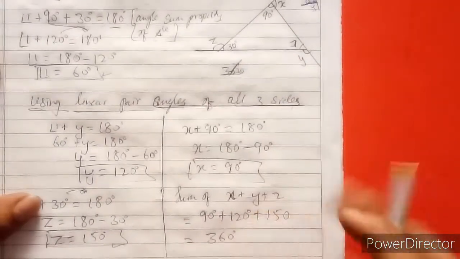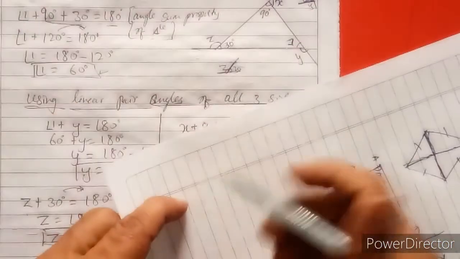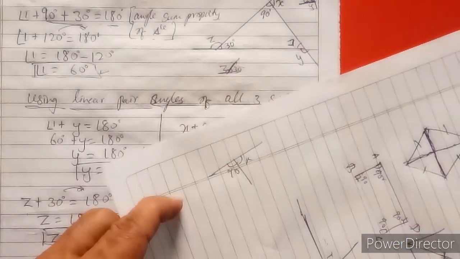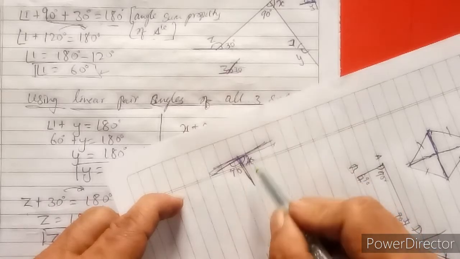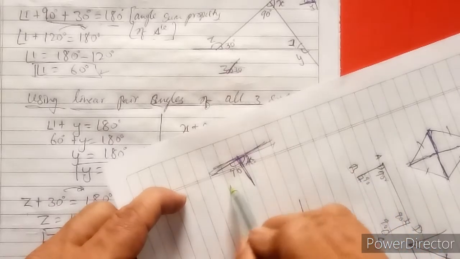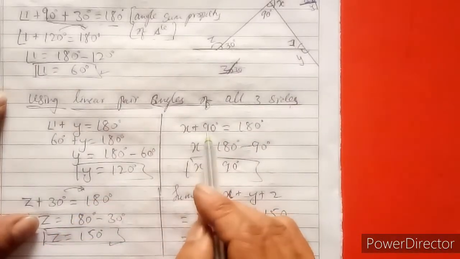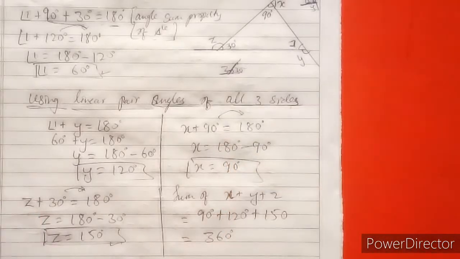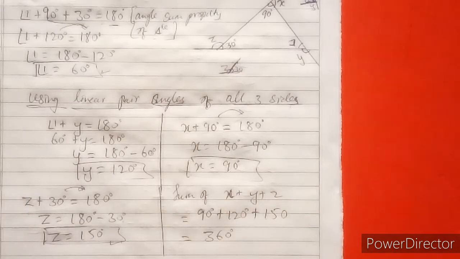Similarly, the third one I will take here. See, x plus 90 degrees, don't get confused. This is the baseline, this is x and this is 90 degrees, don't get confused. This is the baseline, these are two angles, you have to consider this angle and the other angle. x plus 90 degrees is equal to 180 degrees, for linear pair angle. If I transpose this side it will become a minus sign, and 180 minus 90 gives x is equal to 90 degrees we got here.